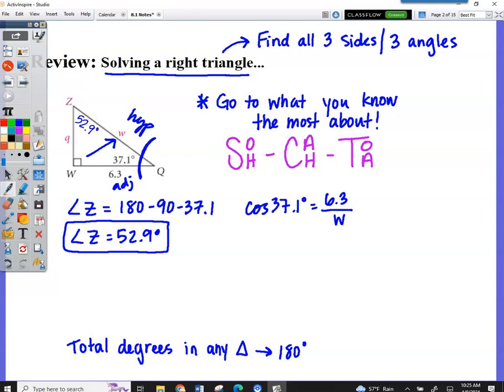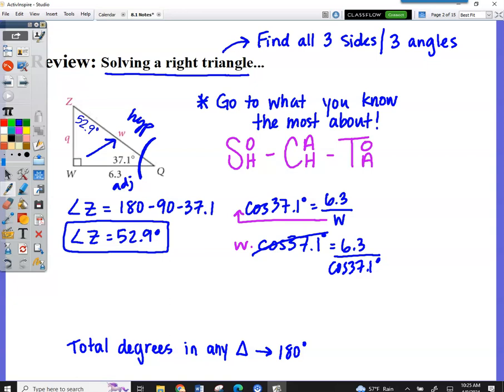If you recall, do you remember what I draw? Yes. It's like an elbow arrow. Do you remember that? It's down here. I need to cross multiply that to the front. And then I've got this. I don't have W by itself, so what do I need to do? I need to divide this to the right. And now I can type that in my calculator. 6.3 divided by cosine 37.1.